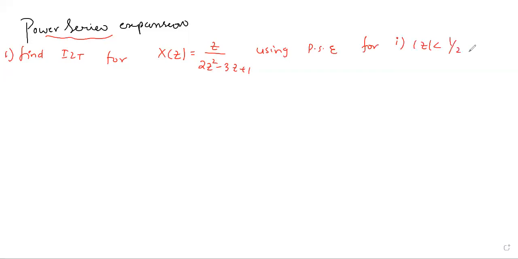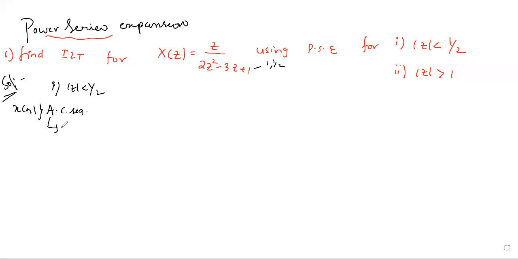For mod z less than the minimum of poles, and mod z greater than the maximum of poles, the poles being 1 and 1 by 2. In these 2 cases, the inverse will be different. So in power series expansion, first, mod z is less than 1 by 2 is given. Remember, this has 2 poles, 1 and 1 by 2. Mod z less than the minimum of poles means x of n is going to be an anti-causal sequence. Anti-causal sequence means x of z should have positive powers of z.